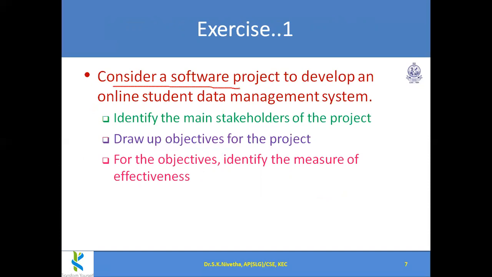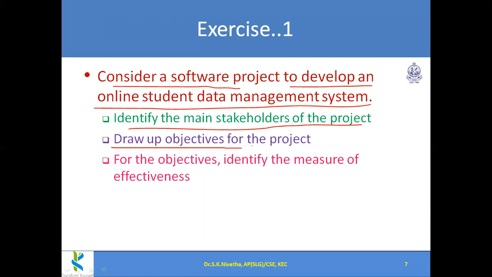Consider a software project that is to develop an online student data management system. Identify the main stakeholders of the project. Draw up objectives for the project. For the objectives, identify the measure of effectiveness. So this is the question. So what should we do? We have to identify stakeholders and objectives. And for the objective, we have to identify the measure of effectiveness. Like how do we measure the success of this project?